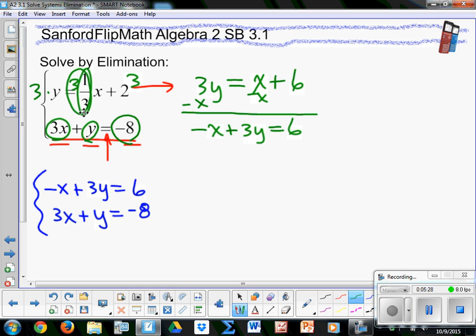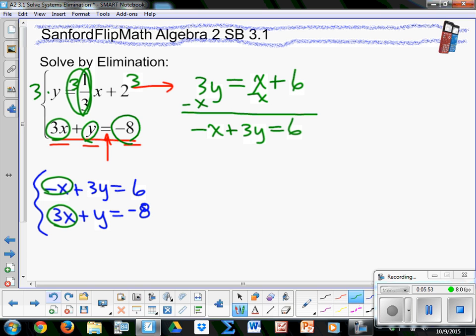Now the issue is, if I add negative x plus 3x, I'm going to get 2x. If I add 3y plus y, I'm going to get 4y. This is not helping me because nothing canceled out. I need something to cancel out. Okay, so let's try this again. If this was a negative 3x plus a 3x, then my x's would cancel out.